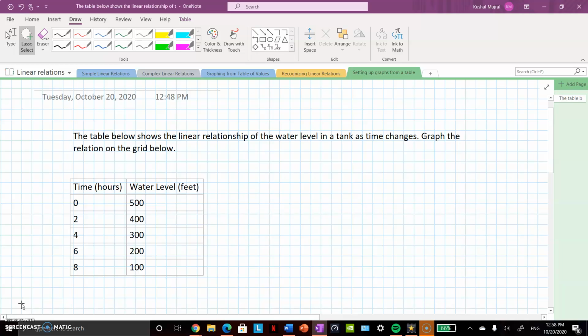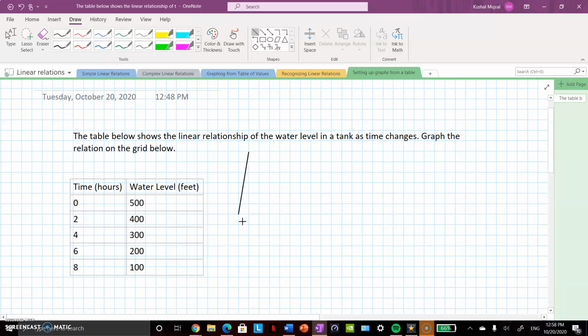Welcome to setting up graphs from a table. Let's take a look at this question over here. The table below shows the linear relationship of the water level in a tank as time changes. Graph the relation on the grid below. So, first of all, we're going to have to make a graph.